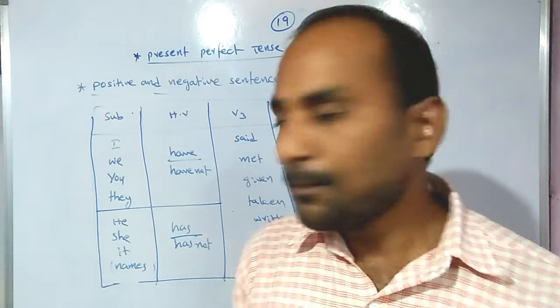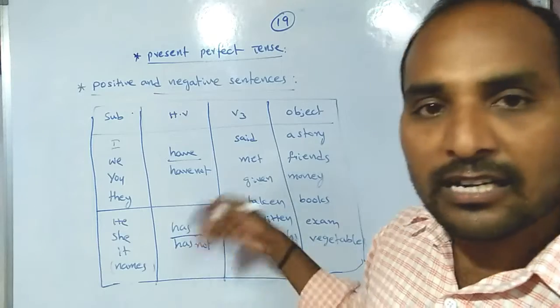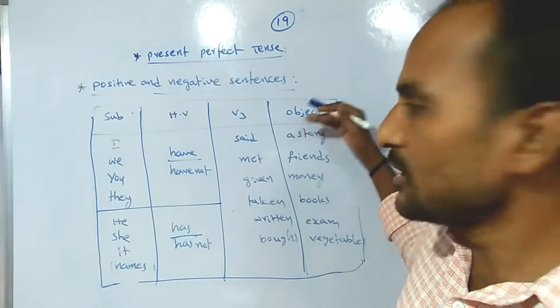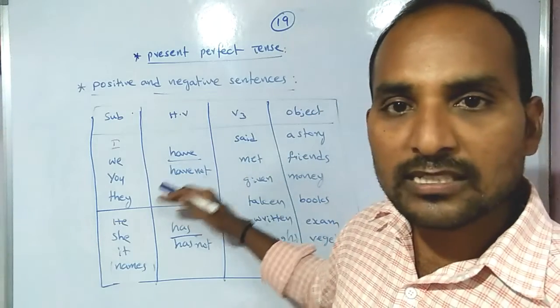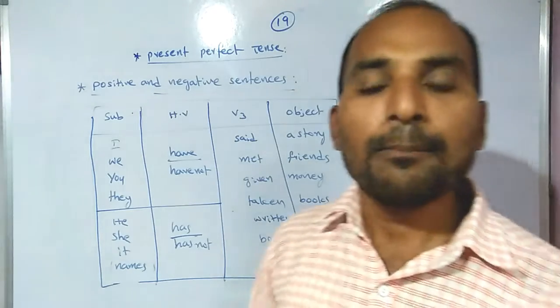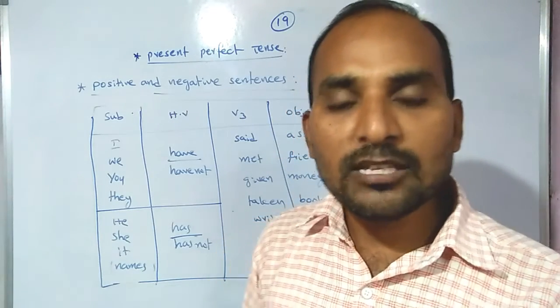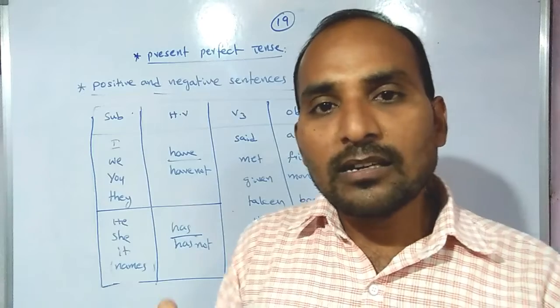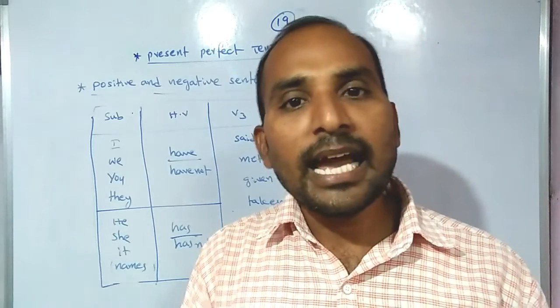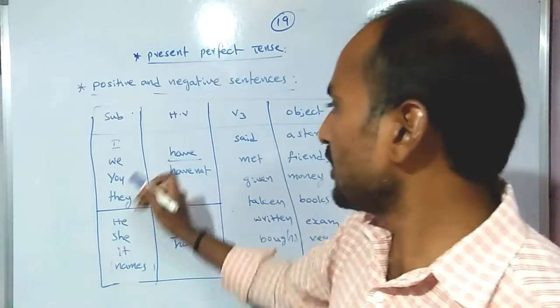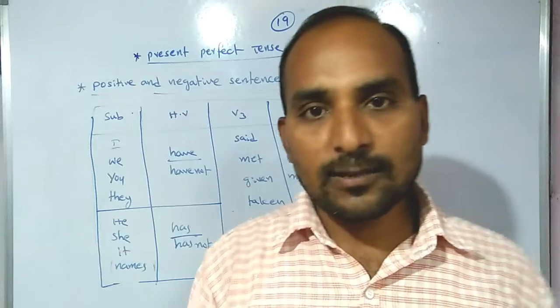Suresh hasn't taken books. So like that we can frame a number of sentences by using positive sentences as well as negative sentences in the present perfect tense. So simply we can use this one to represent just completed actions. Okay, for example, I have said a story just now.